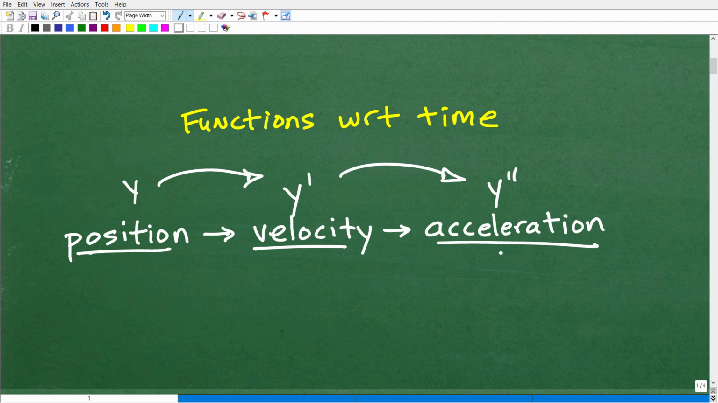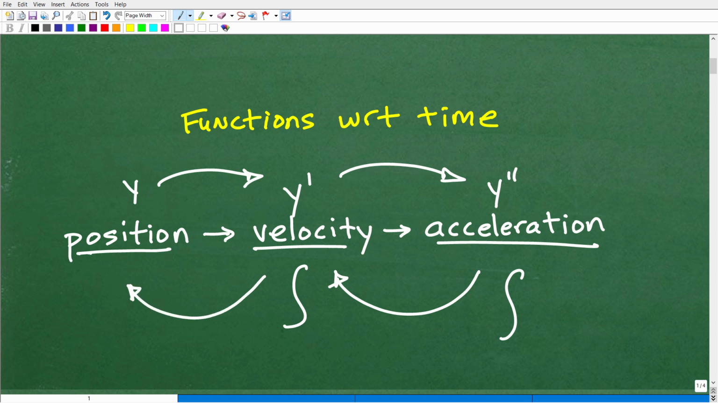But if I give you the acceleration function and I want to get back to the velocity function, what do I need to do? Well, you got to integrate. So if I find the integral of the acceleration function, I get back to the velocity function. And then if I integrate the velocity function, I can get back to the position function. So this is the main idea behind this particular problem. You got to know these relationships because we have questions related to position and velocity.